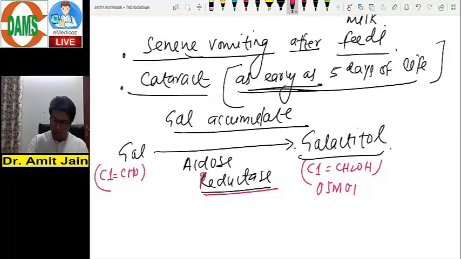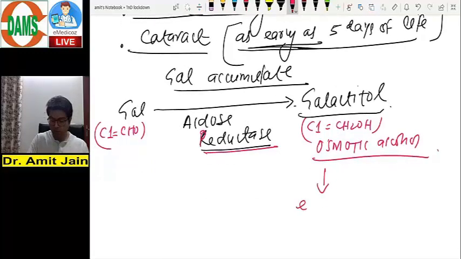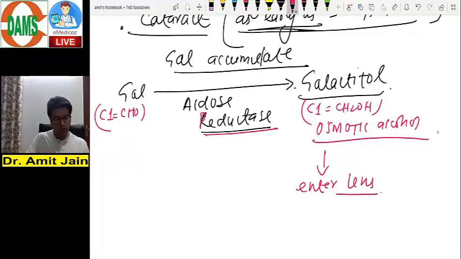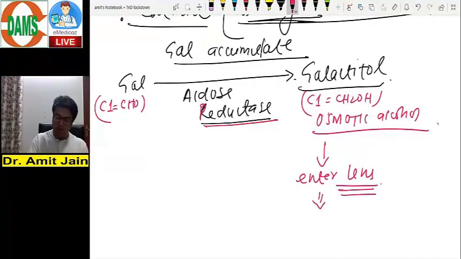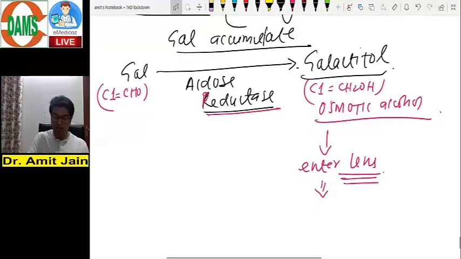Fine. So you know what osmotic means, right? So this is an osmotic alcohol, and guys, this may enter the lens. This may enter the lens, and in the lens, this may lead to osmotic changes and cataract. So in the lens, it may lead to what? Cataract.